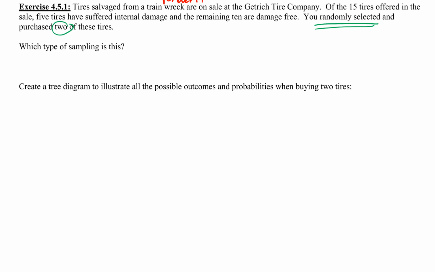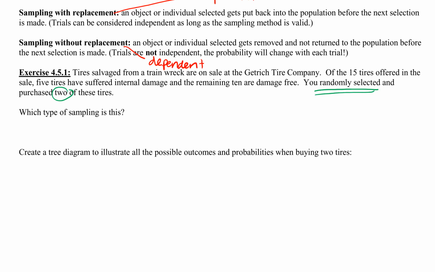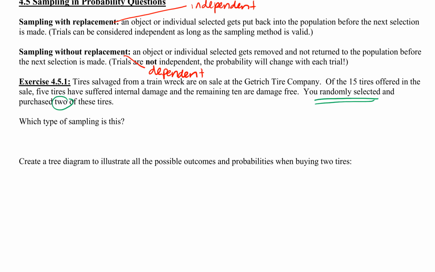So our first question is, what type of sampling is this? Is this sampling with replacement or sampling without replacement? So I want you to take a moment, think about it. You should have decided that this is sampling without replacement. The reason being is that I'm purchasing the 2 tires at the end. So I'm not going to just take the tire out, record if it's damaged or not, and put it back into the pile. I need to leave this place with 2 tires, so I can't buy that same tire twice. So we're definitely dealing with a without replacement.